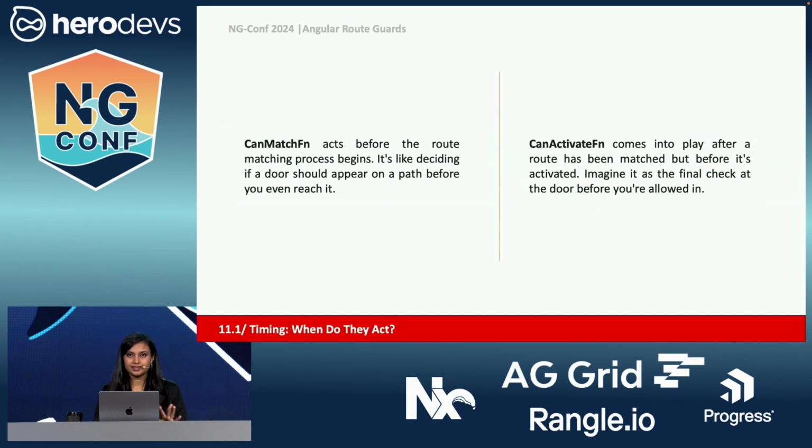Knowing when to do something is as important as knowing what to do. Now, canMatch is our first level of defense. It helps in deciding if the path should even appear for the user. Whereas canActivate is the final checkpoint for that route. So the path is already matched at that point. It only checks for user access or permission or whatever conditions we are checking, and then it lets you inside the route.